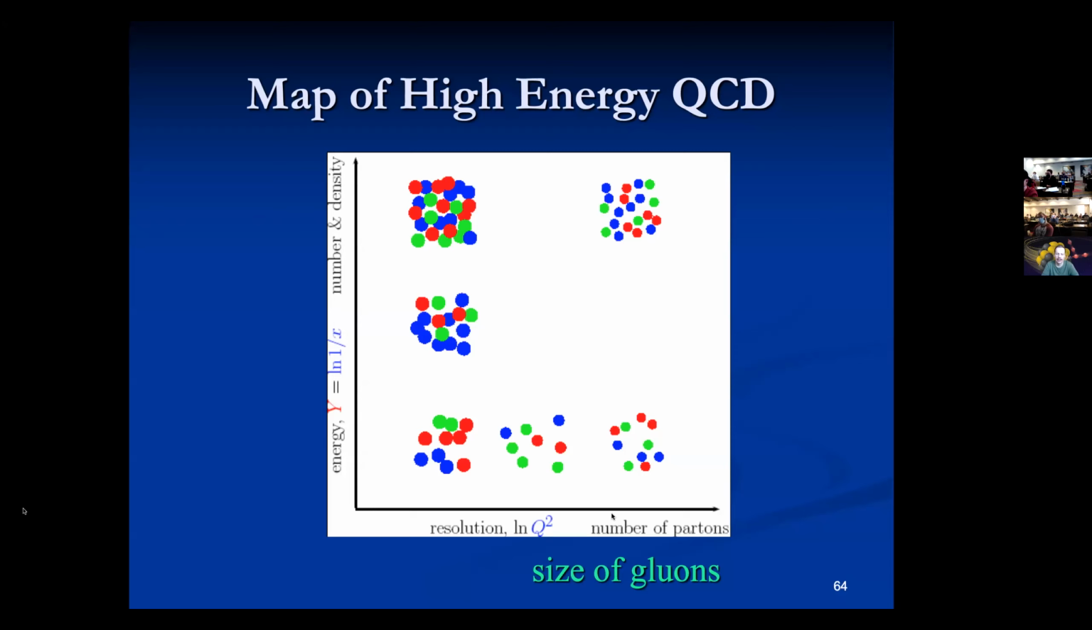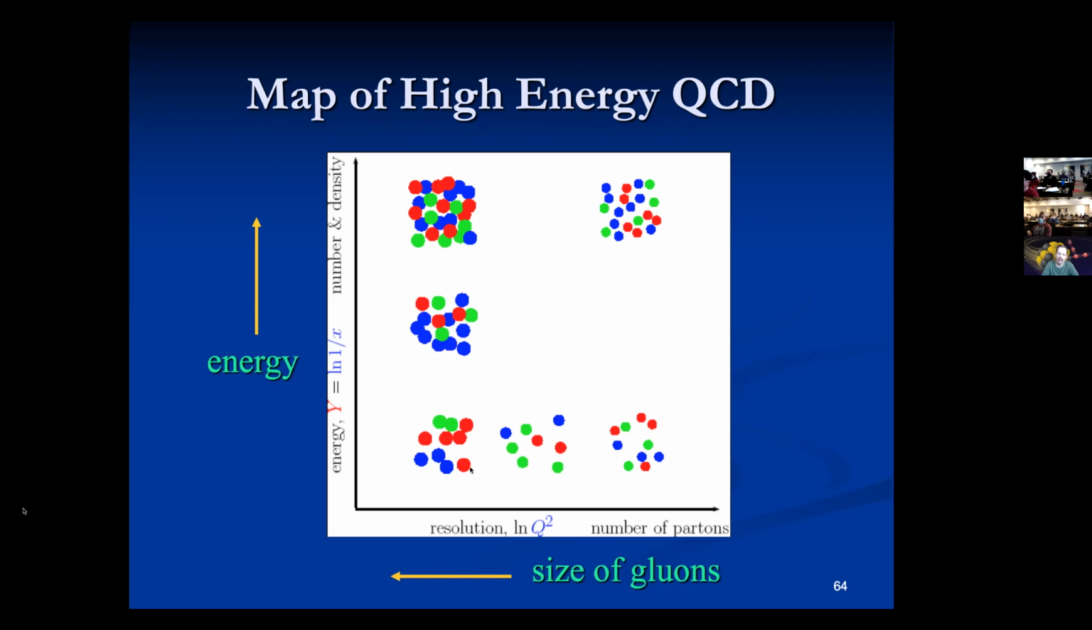But we can understand it physically in this plot, where we plot log Q squared on one axis and log 1/x on the other. So high energy is up here. The size of gluons, 1 over the resolution scale, increases to the left and decreases to the right.